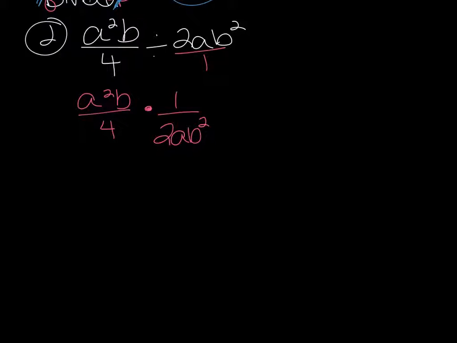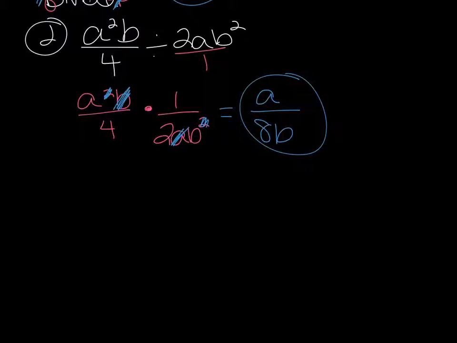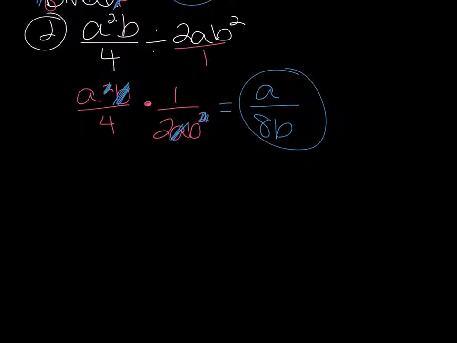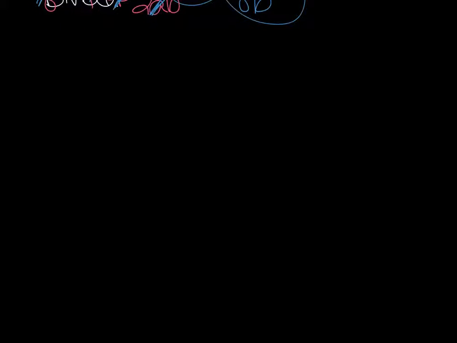Okay, now what can I reduce here? One of these a's cancels out. What else? A b cancels out. Anything else? Nope. So in the numerator, I'm left with an a, and in the denominator, I'm left with a 4, a 2, and a b. I need to multiply them all together, so what's in my denominator? 8b. A over 8b. Any questions so far? Okay, we'll keep trucking along here.